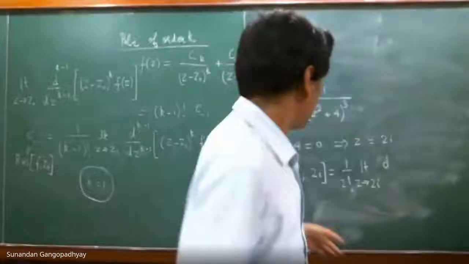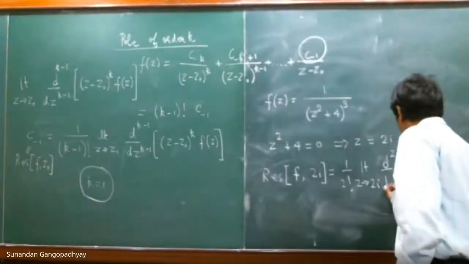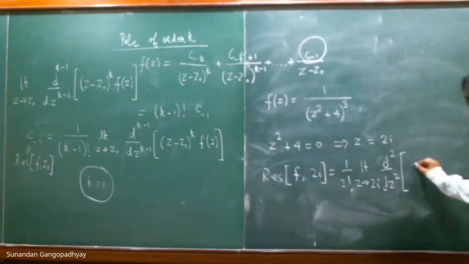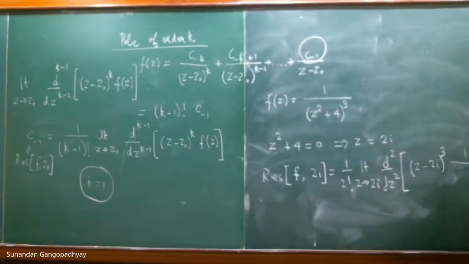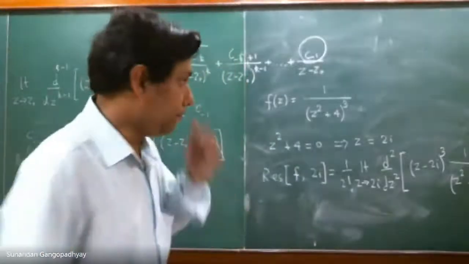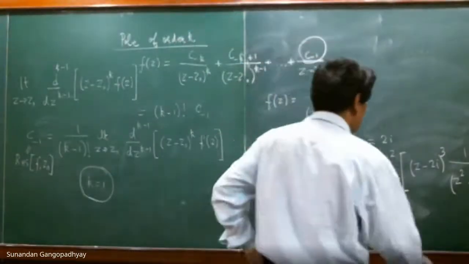So you can simply see that this will be d2/dz2, and then we will have (z minus 2i) cube, and then the function is (z square plus 4) cube. And you have to calculate this. Okay? So how will you do this?